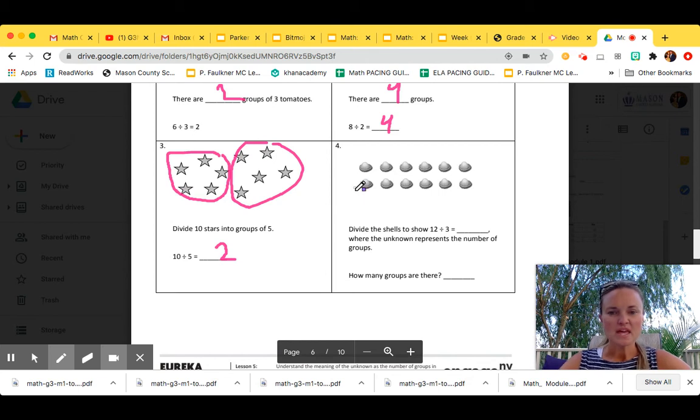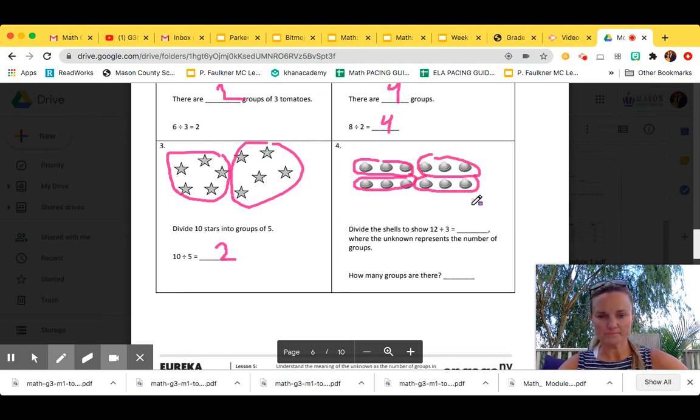Number 4, divide the shells to show 12 divided by 3. So we have a total of 12 shells, and we want them in a group of 3. All right, so I'm going to take my pencil, and I'm going to put 3 shells in a group. So there's group 1, group 2, group 3, and group 4. So 12 divided by 3 equals 4.